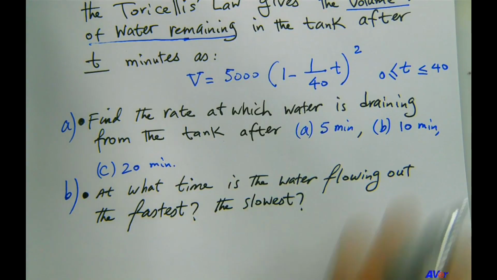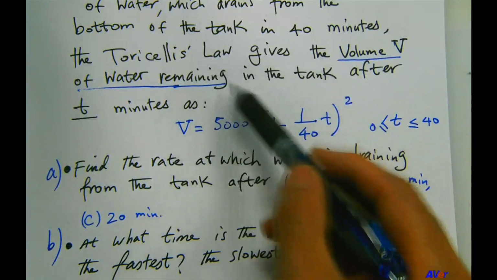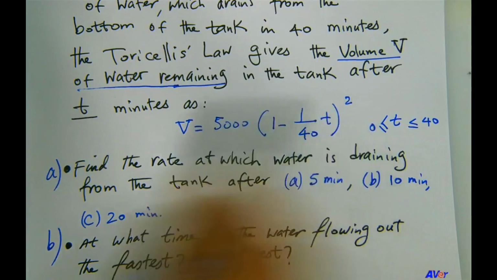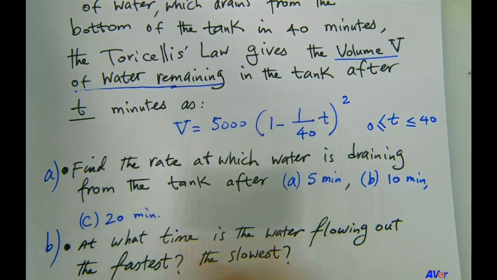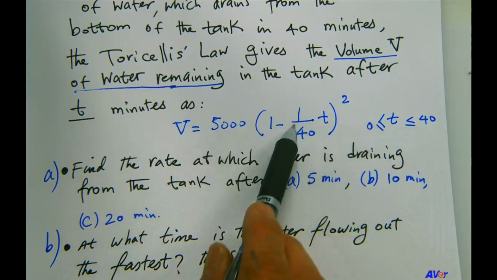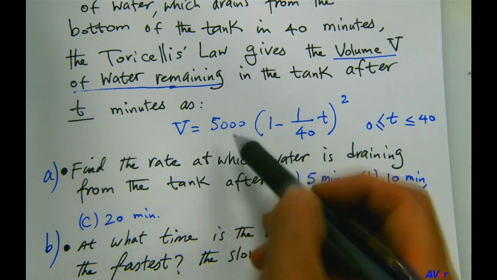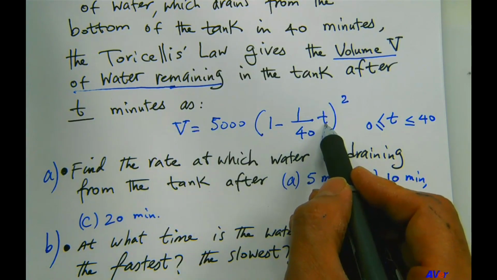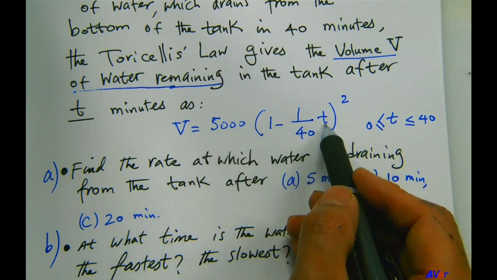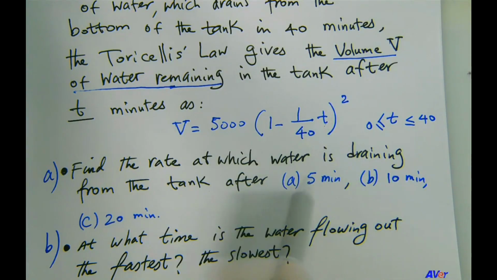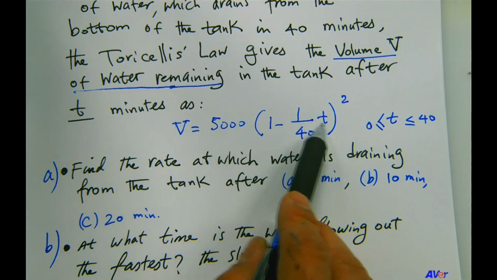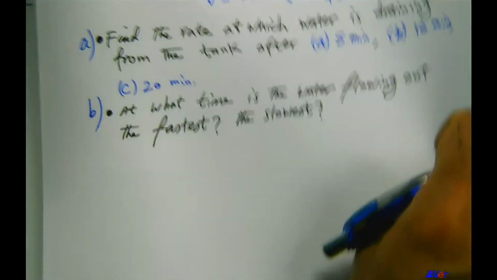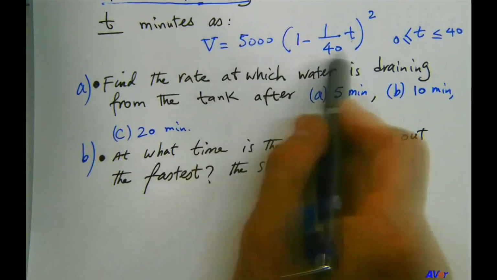Okay? All right. So if the water that is remaining in the tank at any given time over this interval from 0 to 40 minutes is given by this function, then the rate at which the water is leaving, or the change in volume with respect to time, would be the derivative of this function with respect to time. So let's first find the derivative of this function.